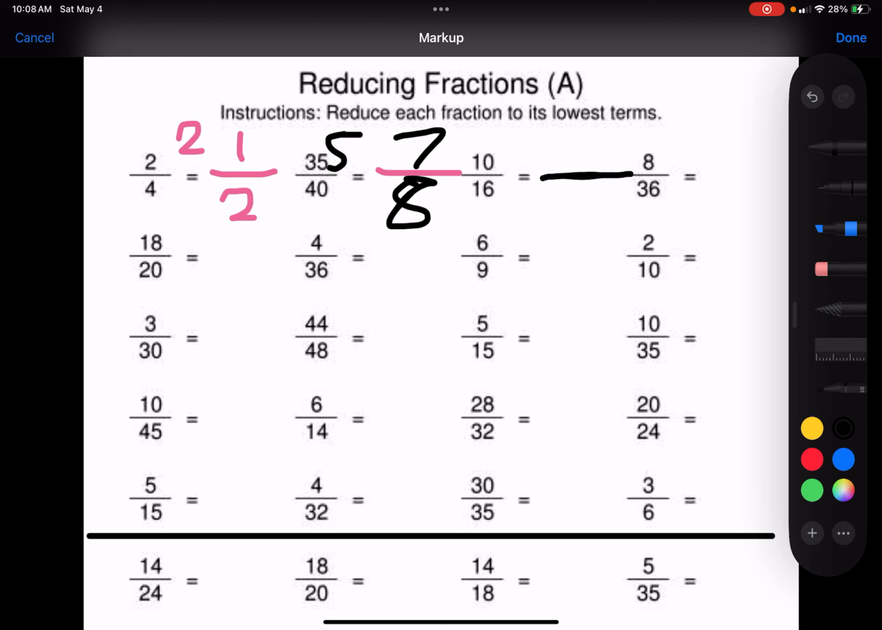10 and 16. We're going to do 2 times. 10 divided by 2 is 5. 16 divided by 2 is 8. So now we're going to go with 5/8. For 18/36, we're going to go with 2 times 9.